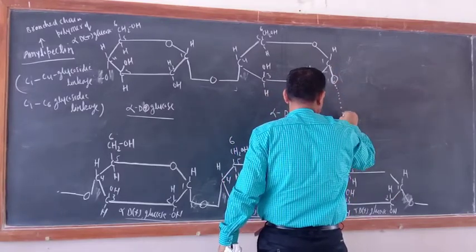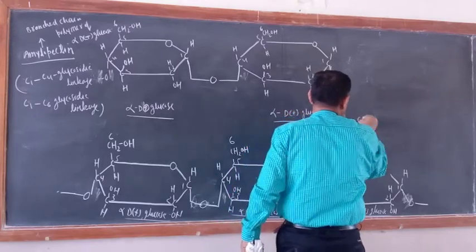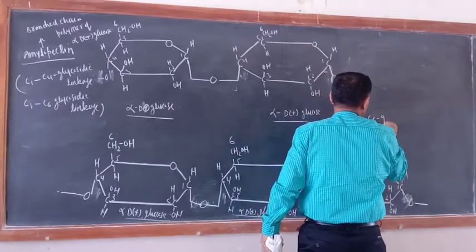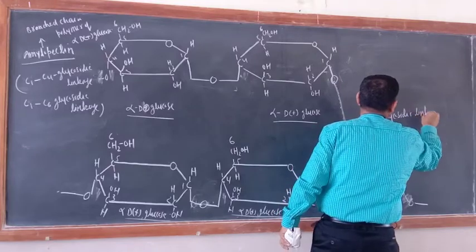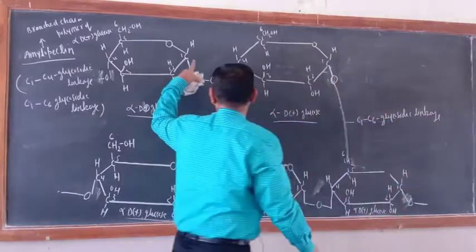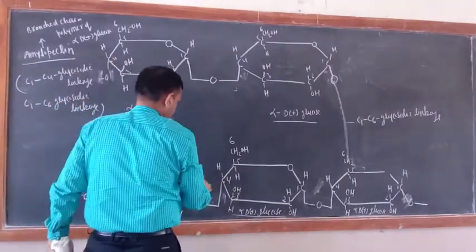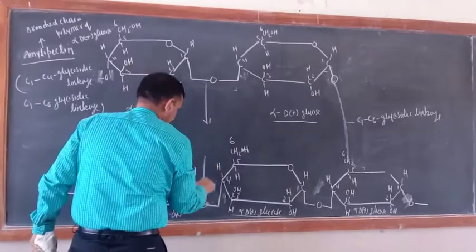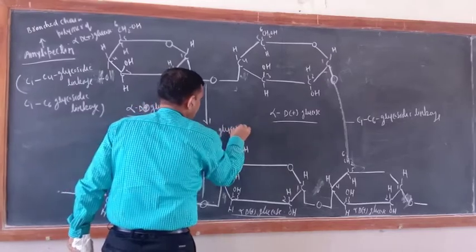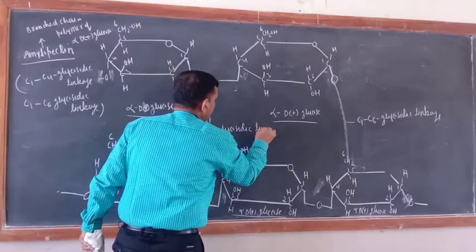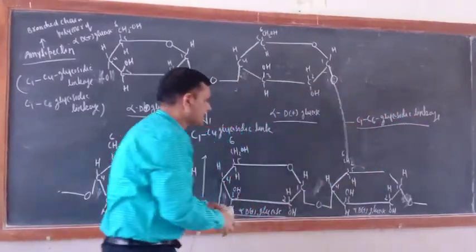Just see here. This is C1C6 glycosidic linkage, and already C1C4 is there. Here C1C4. Now suppose we are talking of this one and this one. This is C1C4 glycosidic linkage, and that is C1C6 glycosidic linkage. So branching is there or not?